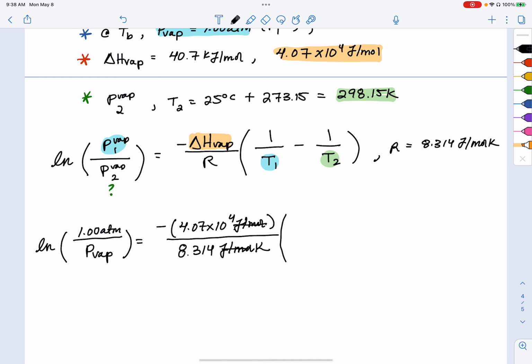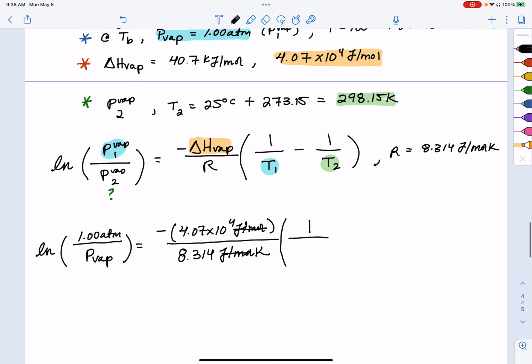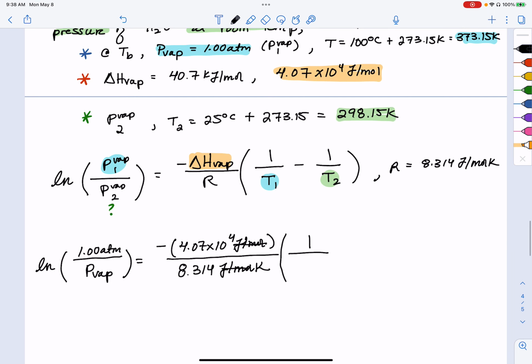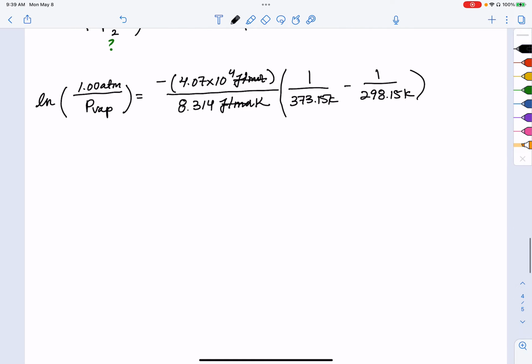All right, times 1 over T1. So T1 was our boiling point, 373.15, minus 1 over T2, which was room temperature, 298.15. These are both in Kelvin. Okay, we've got things plugged in and ready to go.